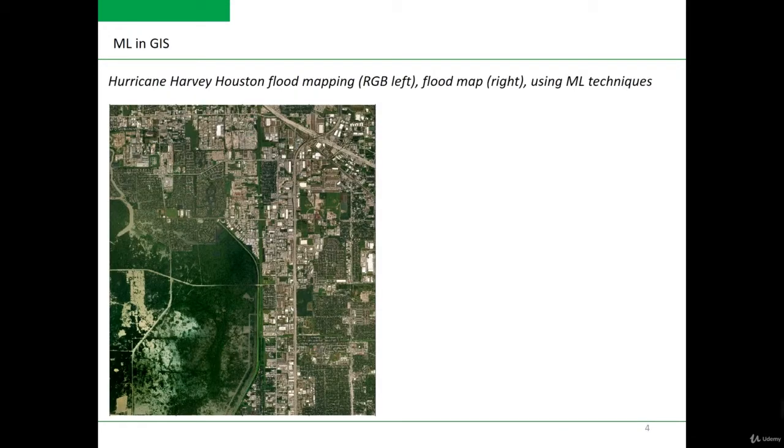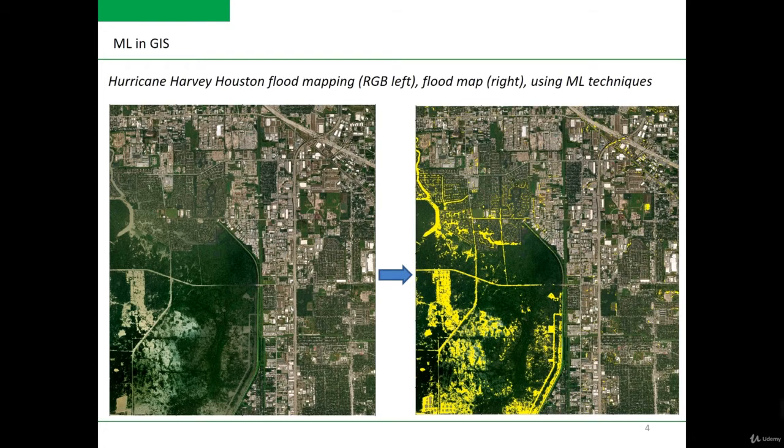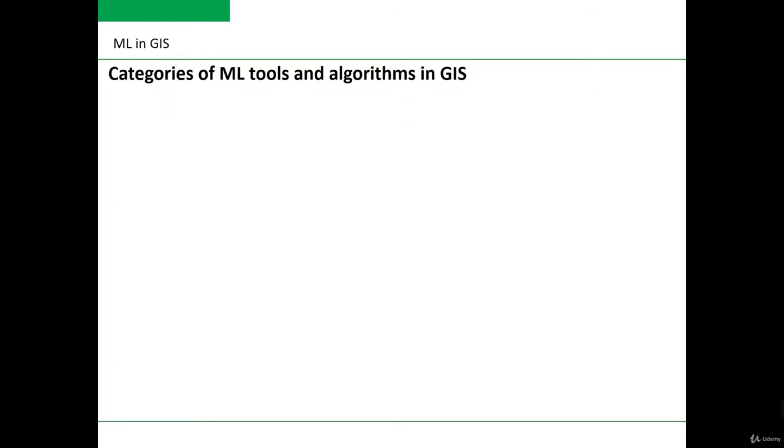Here is another example of using machine learning algorithms in GIS. This is a flood map on the right over Houston that was derived from, again, a very high resolution image on the left using machine learning techniques. This is just to give you some examples and give you a feeling of the capabilities of what could be done with machine learning in GIS. The intersection of artificial intelligence and GIS is creating massive opportunities that weren't possible before, and machine learning has always been a core component of spatial analysis in GIS.